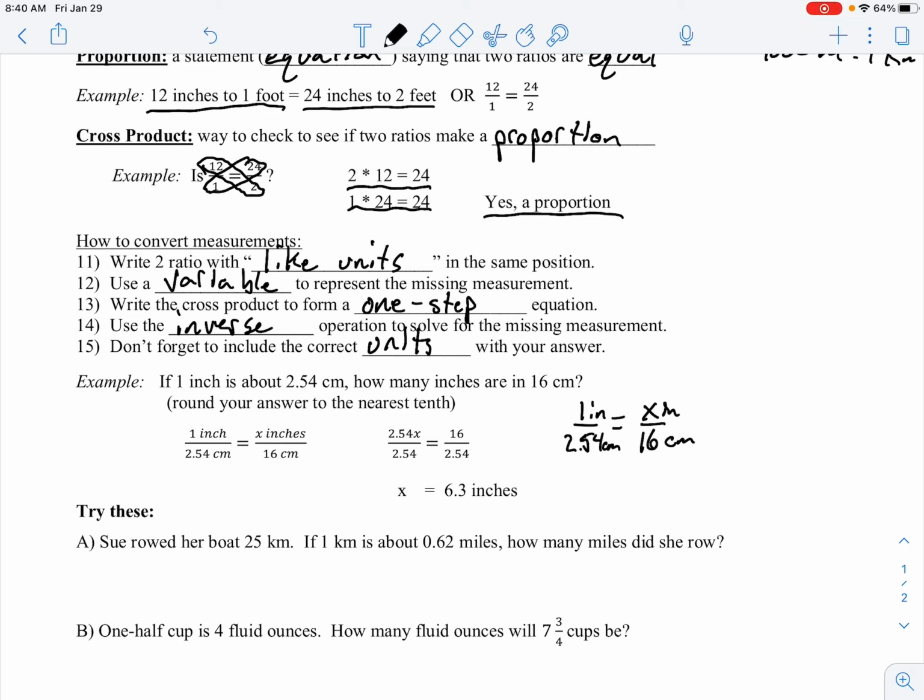So what's happening here, how did they get to x equals 6.3 inches? Well, what we need to do is do that butterfly method or cross product. So we are going to multiply across the diagonal here. So we get 2.54x is equal to, and then we are going to multiply across on the other side. Well, 1 times 16 is just 16. So there's our one-step equation. We are now going to divide by 2.54, just like we would to solve any other one-step equation. And we get x equals 16 divided by 2.54. So let me pull up my calculator real quick.